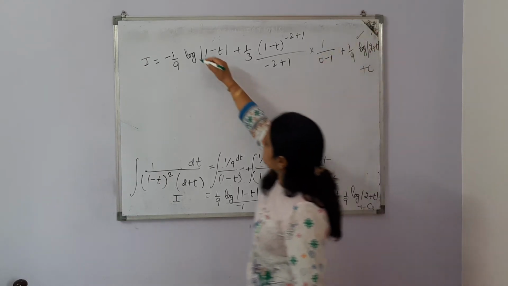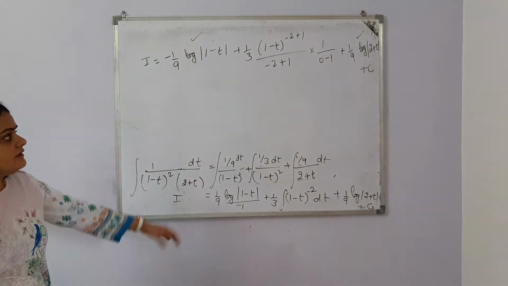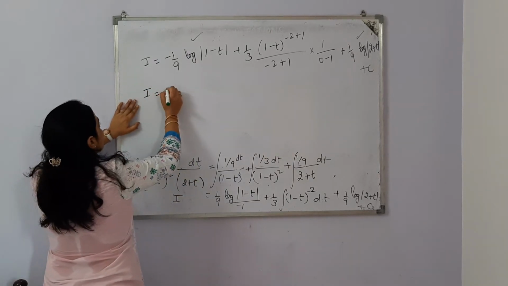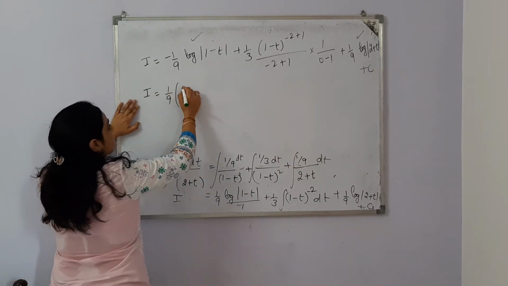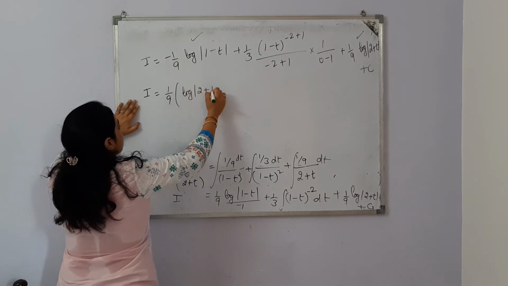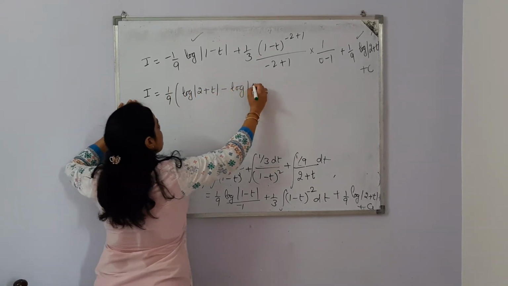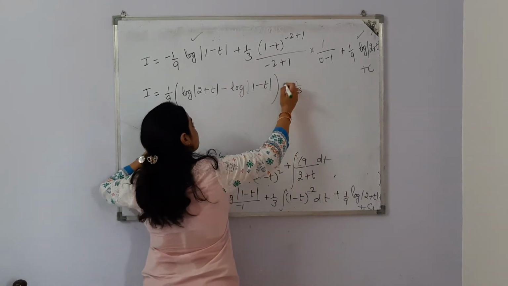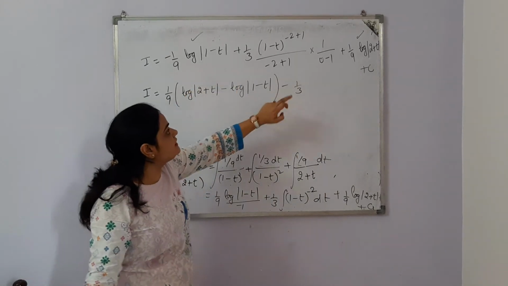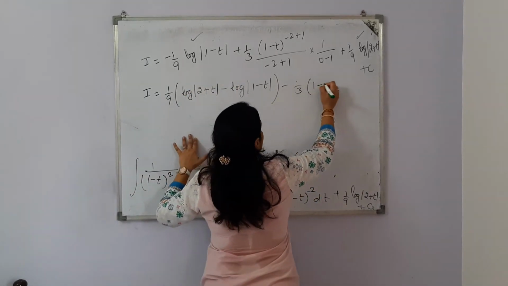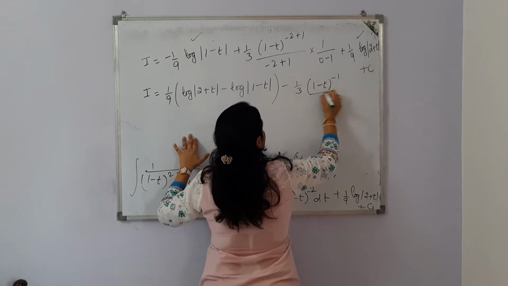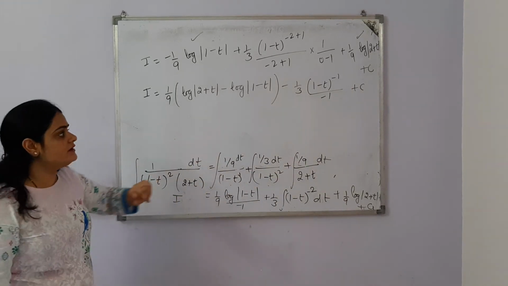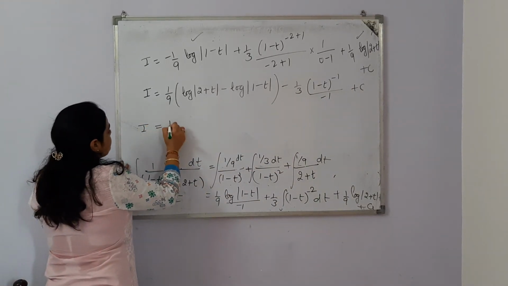Now, can I take 1 by 9 as common from the first and last term? After taking 1 by 9 as common, what I will get inside is log of 2 plus t minus log of 1 minus t plus 1 by 3. Here I will get a minus sign, so it will change this plus sign into a negative sign, 1 minus t whole raised to power minus 1 whole upon minus 1. Again this minus sign will change into a positive sign because minus 1 is there.